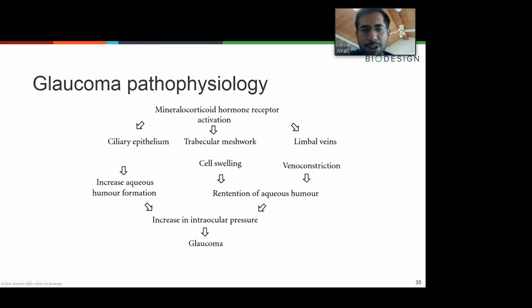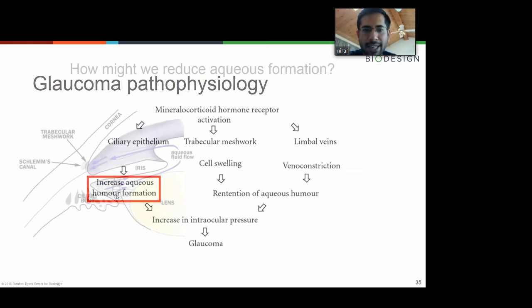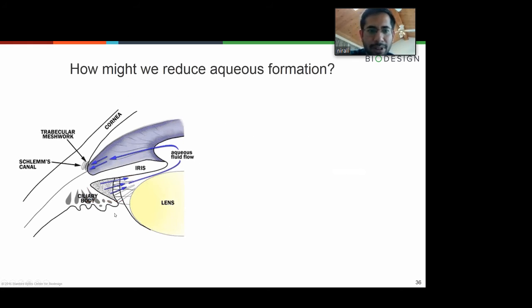So if you look at ways to decrease the aqueous humor formation, how do we do that? The aqueous fluid is made in this part of the eye here, and it flows to the front of the eye where it's drained out of here. So this is where the fluid is made.